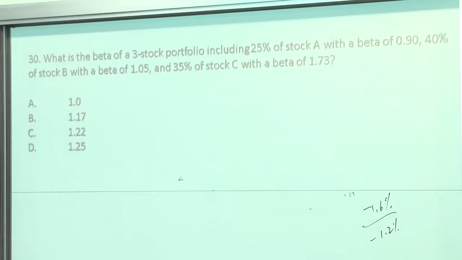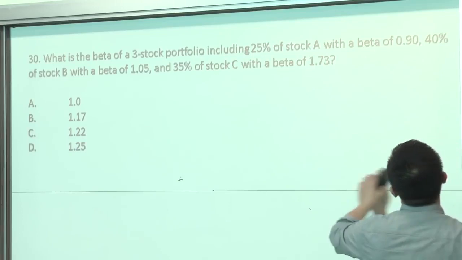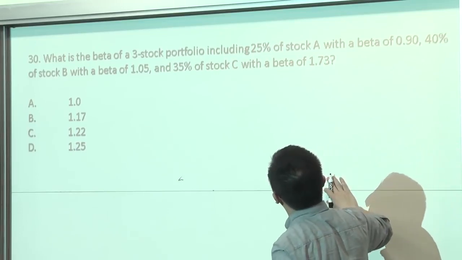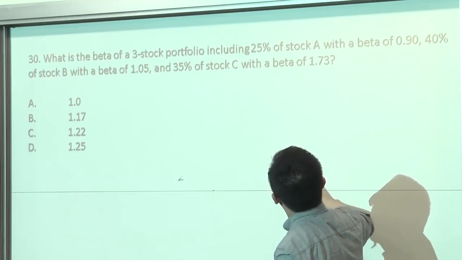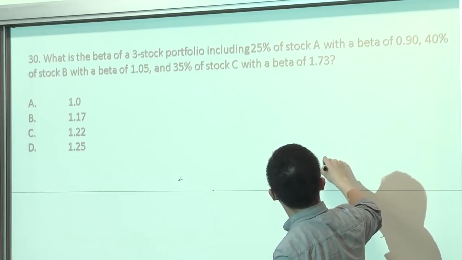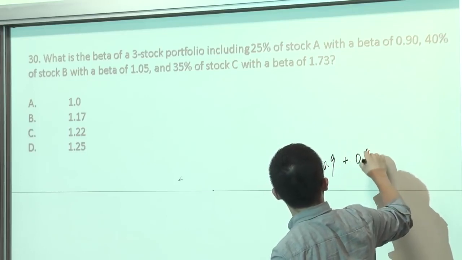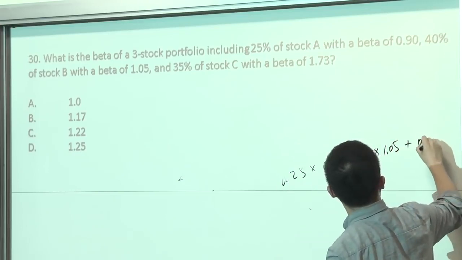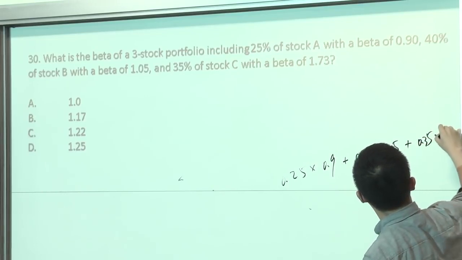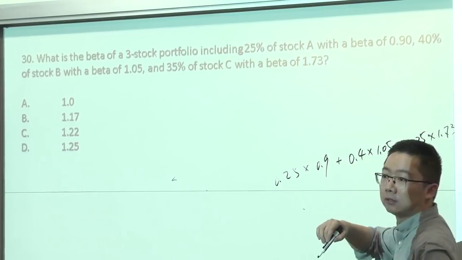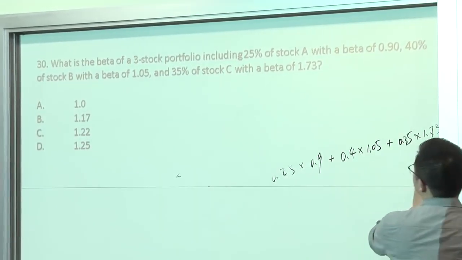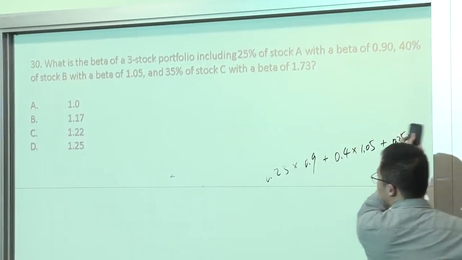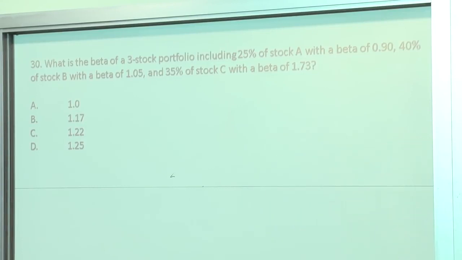So let's see an example. The beta of a 3-stock portfolio includes 25% of A with a beta of 0.9, 40% of B with a beta of 1.05, and 35% of C with a beta of 1.73. So the portfolio beta should just be 25% multiplied by 0.9, plus 40% times 1.05, plus 35% times 1.73. So that's the portfolio beta. The answer is D.